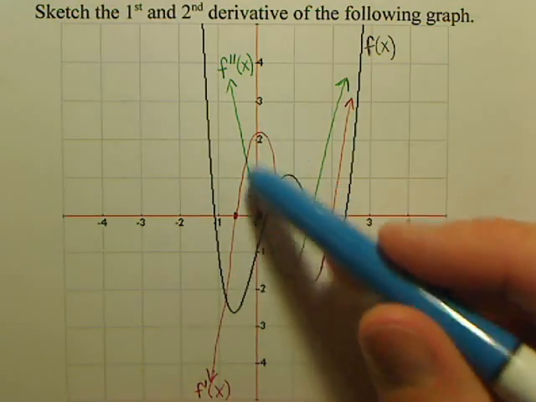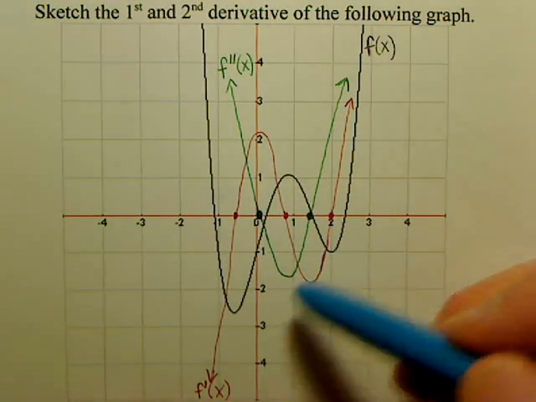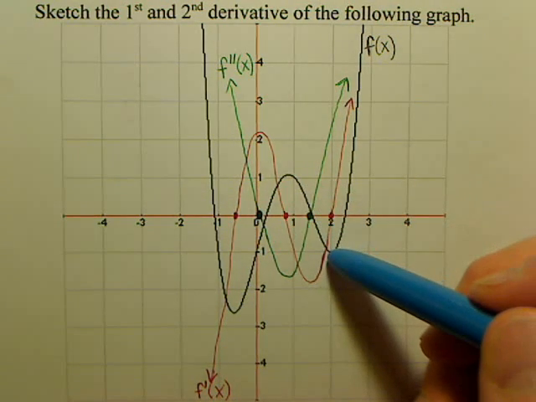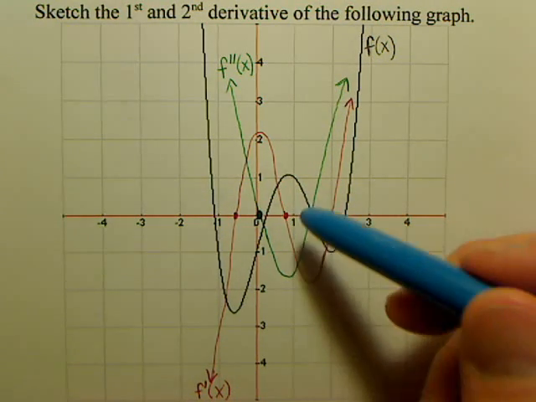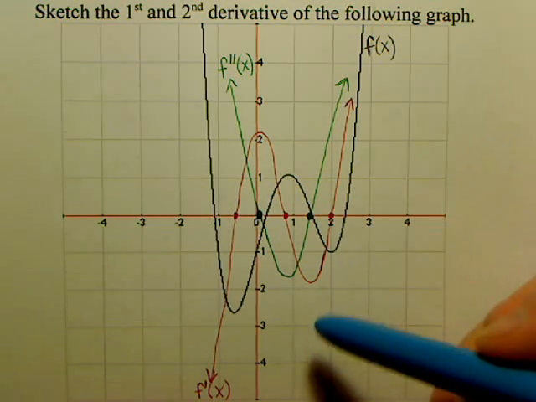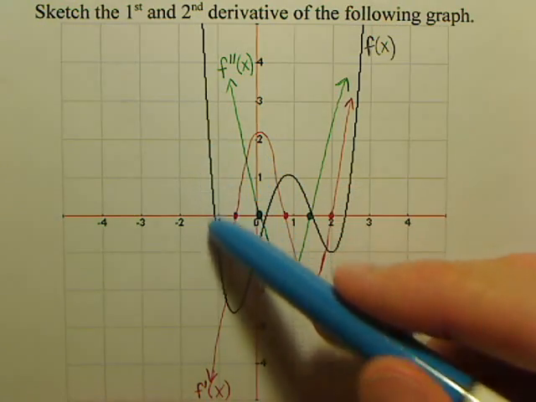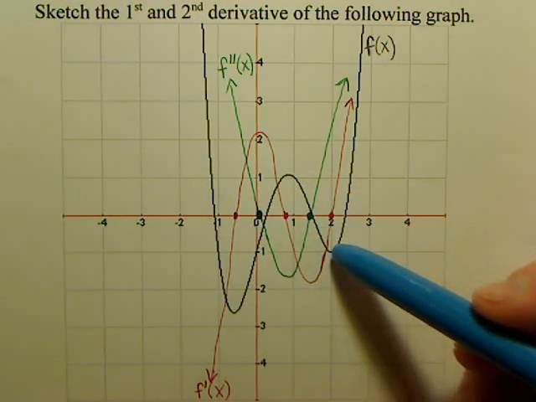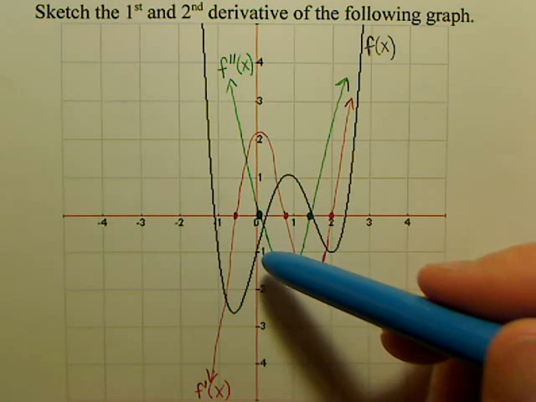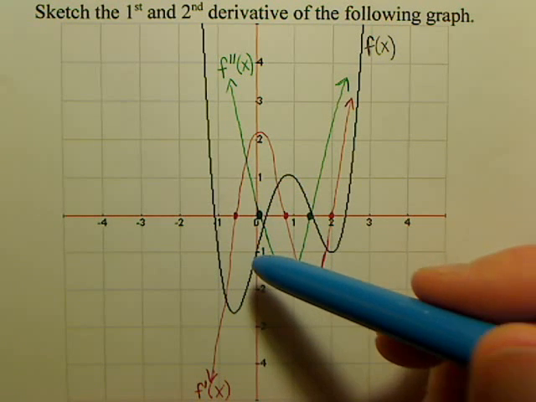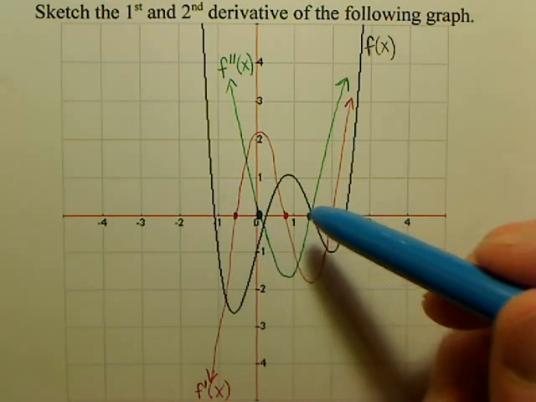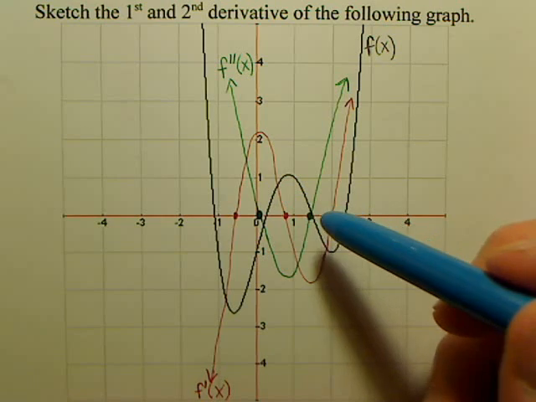For your green graph, your second derivative, you want to look at the maxes and mins of your red graph, or your first derivative. All right, and you also always want to look back to your black original graph, whatever it was, to make sure that it makes sense in the end. So once you're done with these, look back through the whole thing and make sure it all kind of fits for each graph.